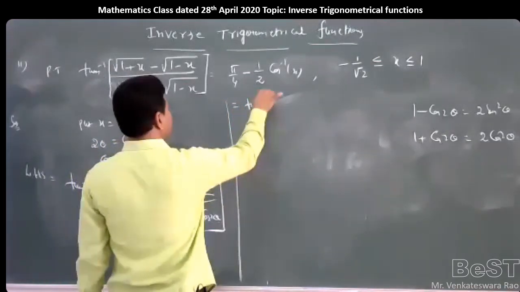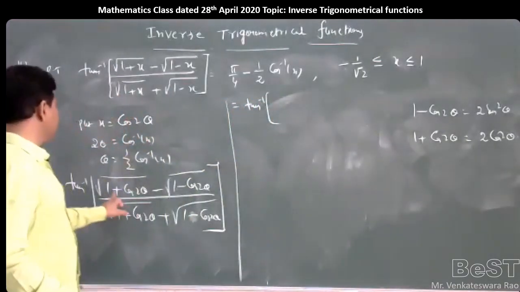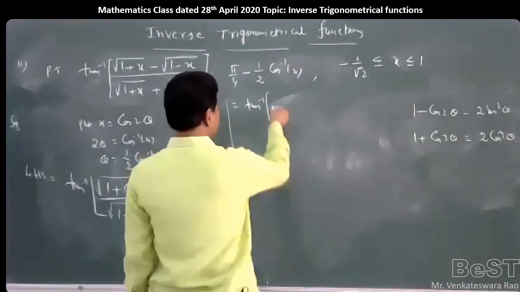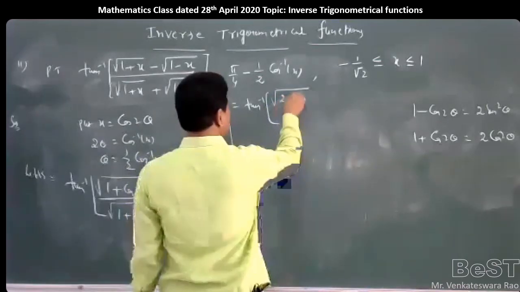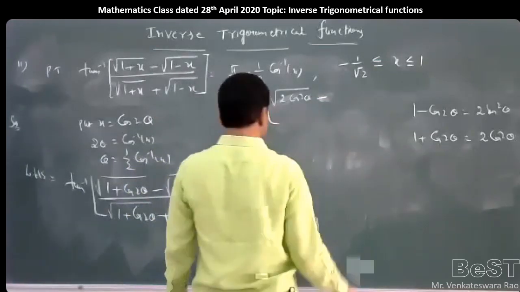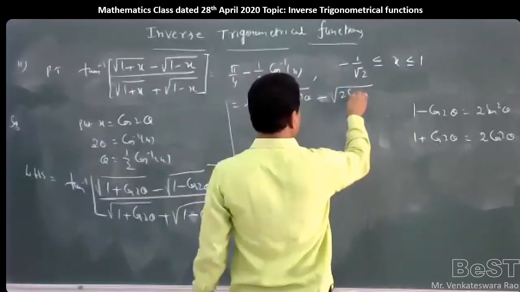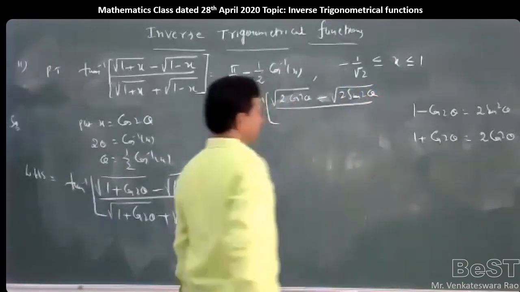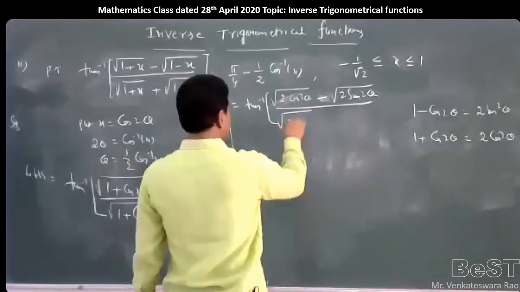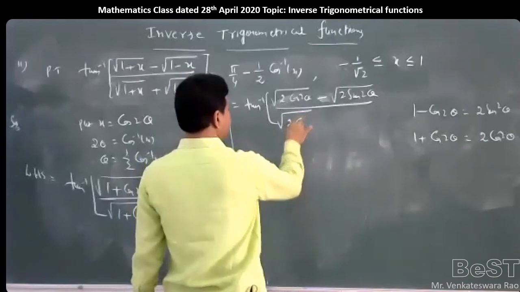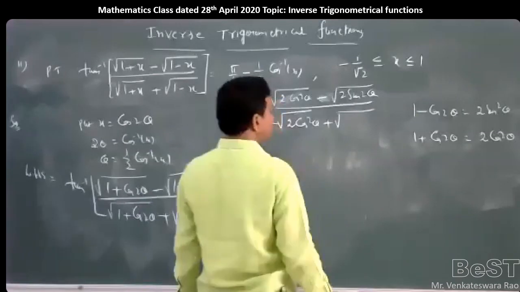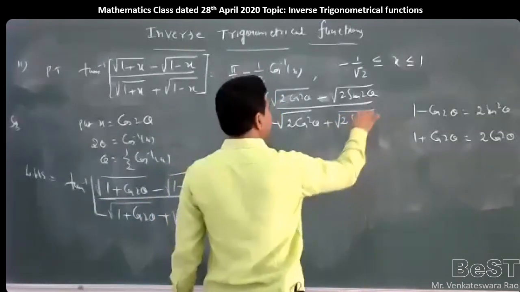This is equal to tan inverse of, what is the 1 plus cos 2 theta formula? Square root of 2 cos square theta, minus square root of 2 sin square theta, by square root of 2 cos square theta, plus square root of 1 minus cos 2 theta, which is 2 sin square theta.